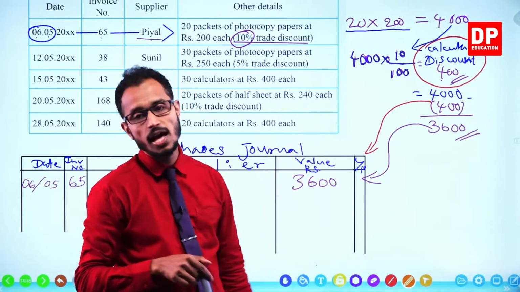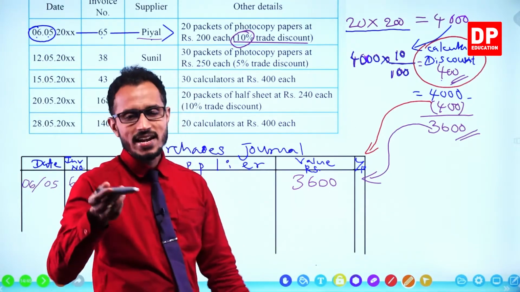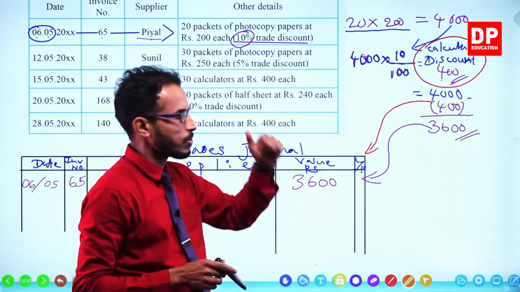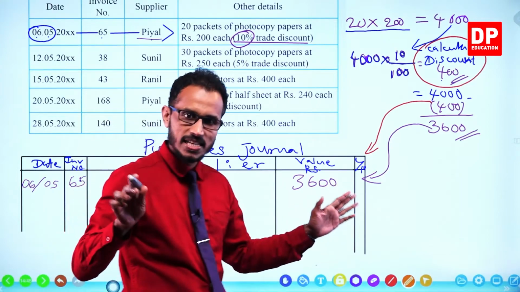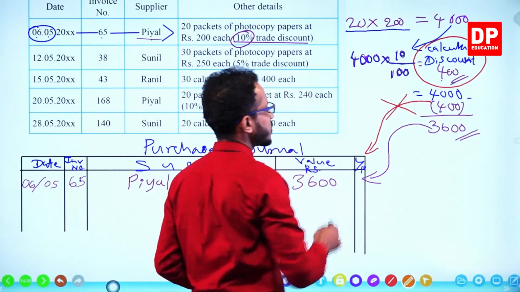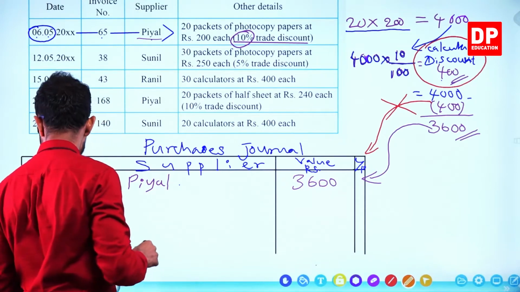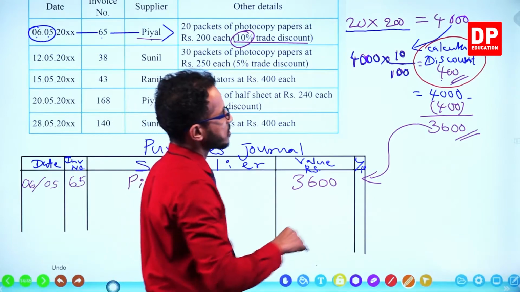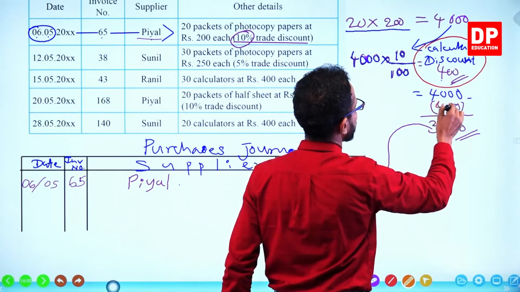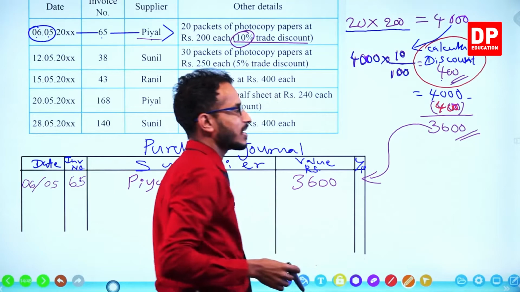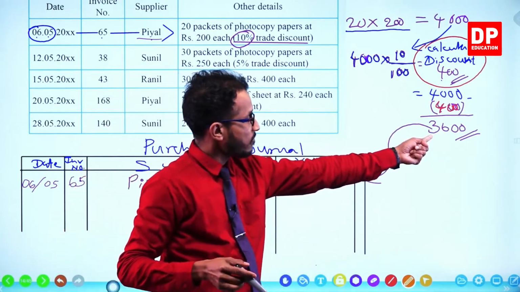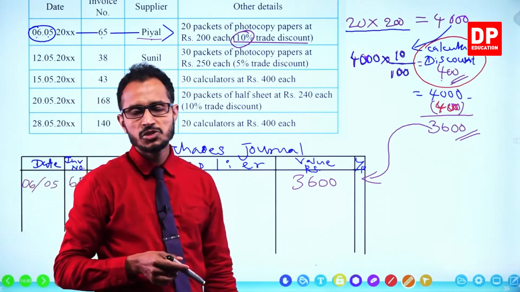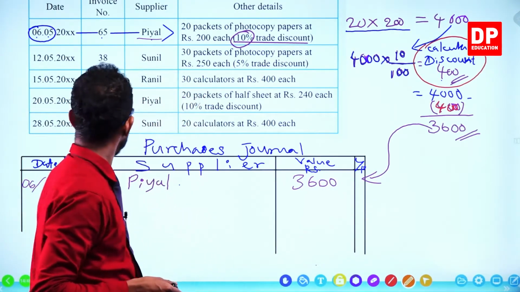It is a trade discount, children. Trade discounts are not entered in the books. You just calculate the trade discount and deduct it from the list price. That's it. So, no, trade discounts are not recorded in the books of accounts. It is just calculated and deducted from the list price, and the discounted value or the net value is taken to the journal, just like in the cash book. Okay.